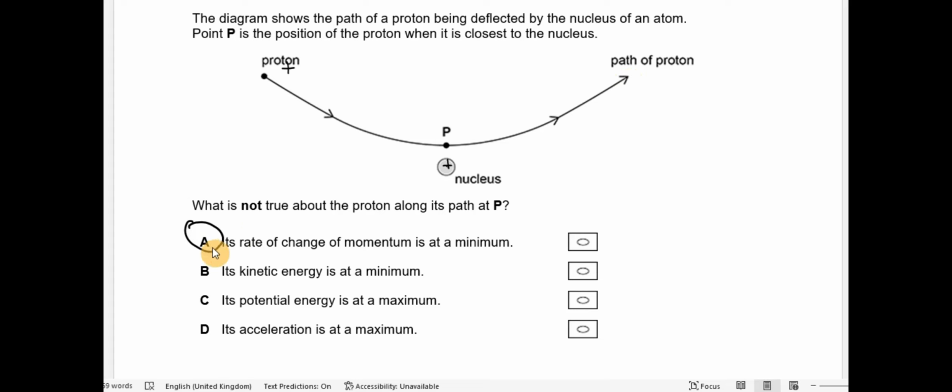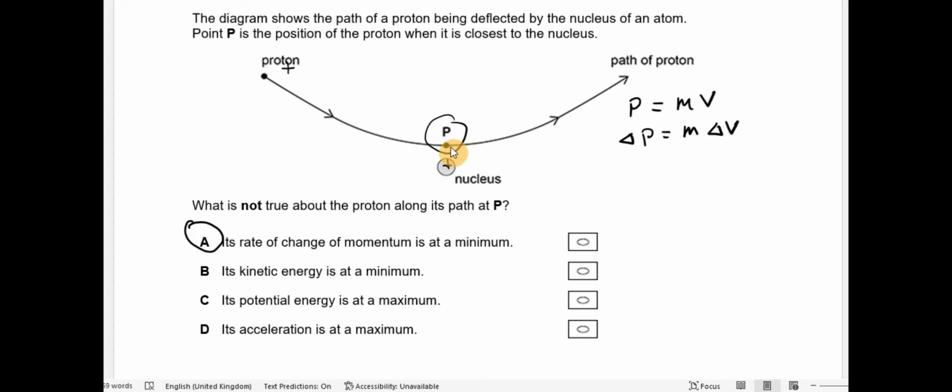So let's look at these questions. Its rate of change of momentum is at a minimum at P. Well, let's have a look. Momentum, we normally give the letter P for momentum, is the mass times the velocity. So the change in momentum is going to be the mass multiplied by the change in velocity.